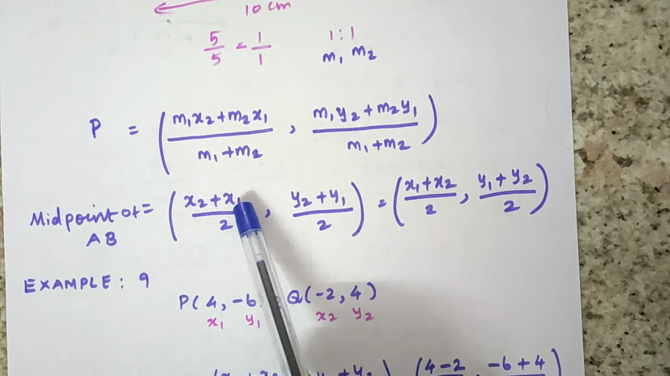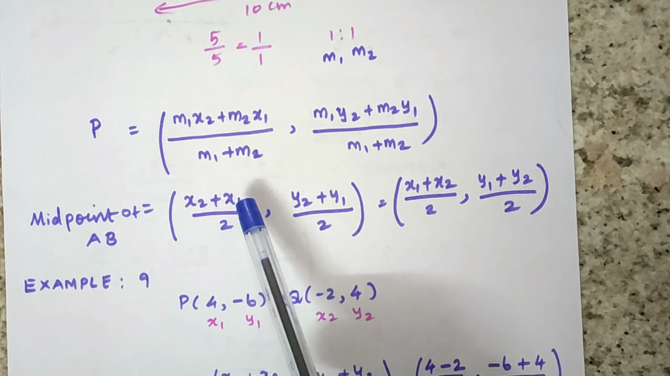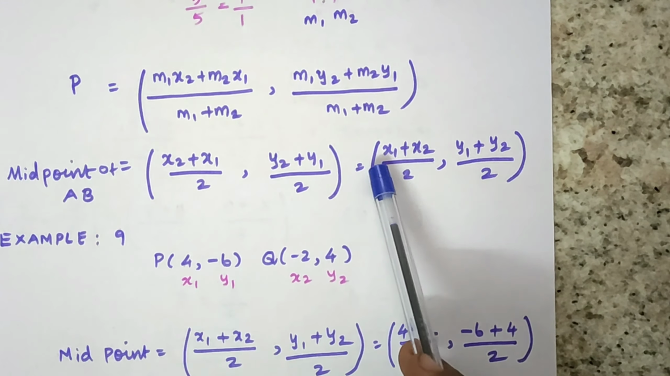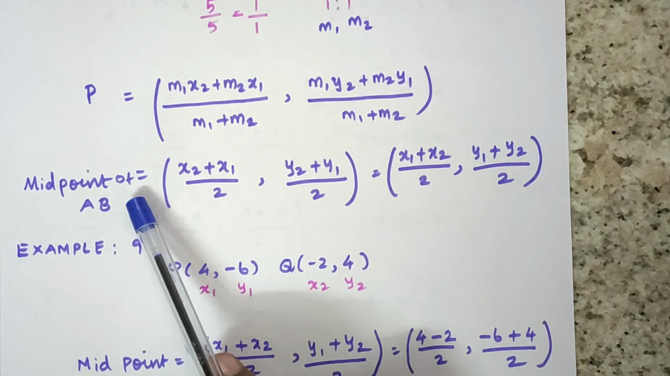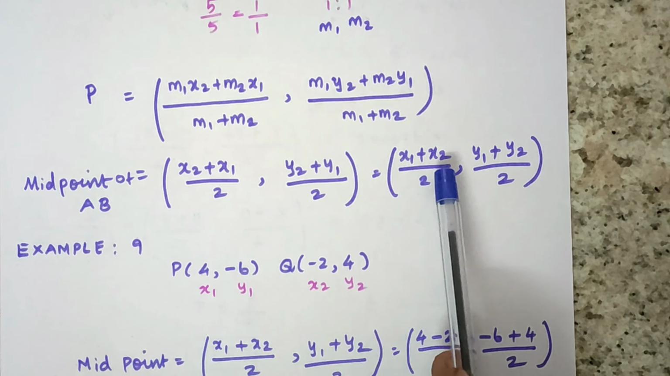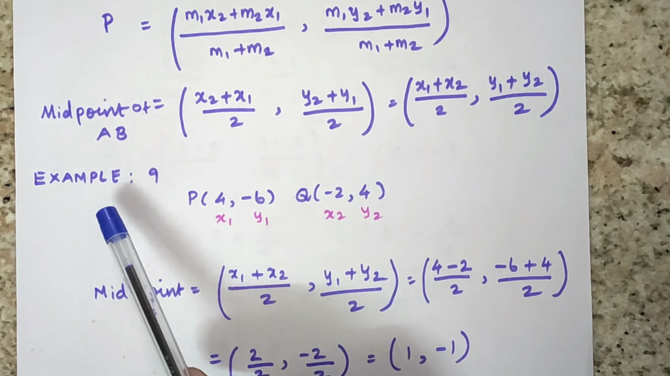Addition is commutative. 2 plus 3 is 5 and 3 plus 2 is also 5. So we can write it as (x1 plus x2) by 2, comma (y1 plus y2) by 2. So the midpoint of your line is nothing but (x1 plus x2) by 2, comma (y1 plus y2) by 2. So let us see one example.